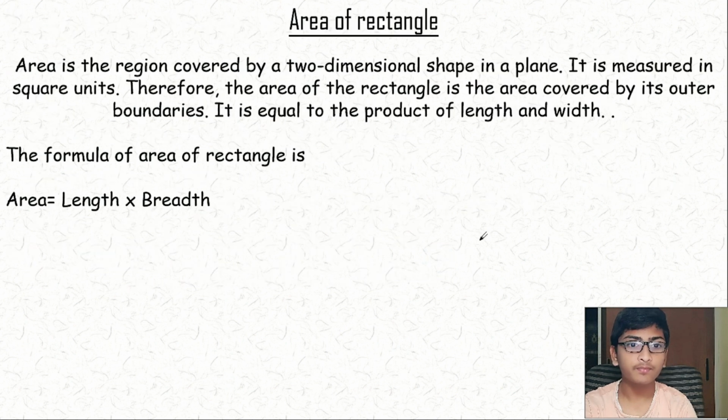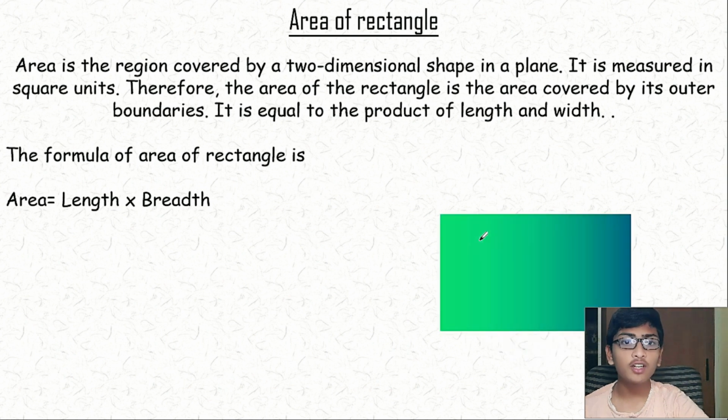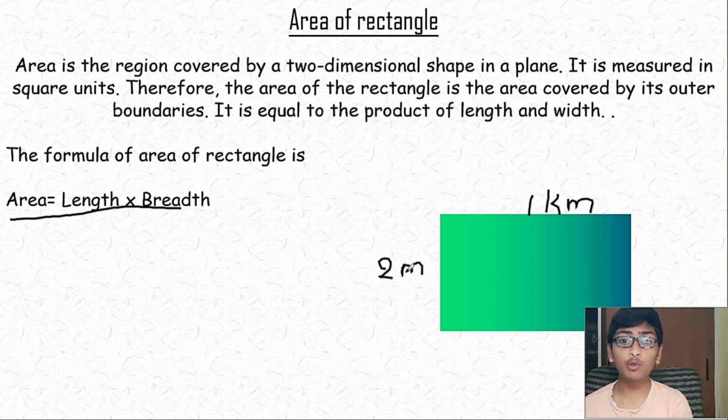Next, area of a quadrilateral. As I told, area of a rectangle is length into breadth. It's measured in square units. I told this while explaining the area of a square. The area of any quadrilateral or any polygon is measured in square units. And while you are taking an area, please see that both sides have the same unit. Sometimes they may give 1 kilometer and 2 meters and ask you to find the area. You should see that both have the same units.